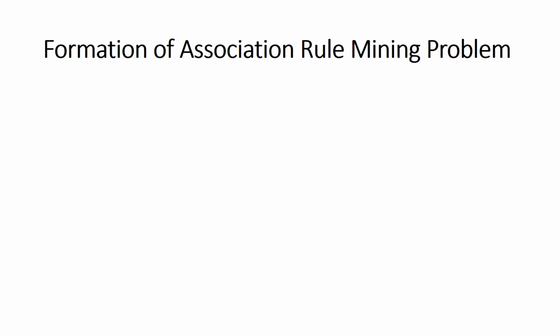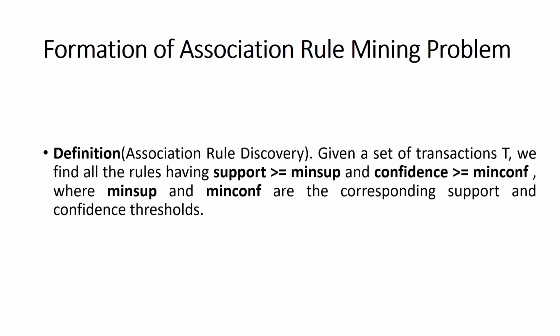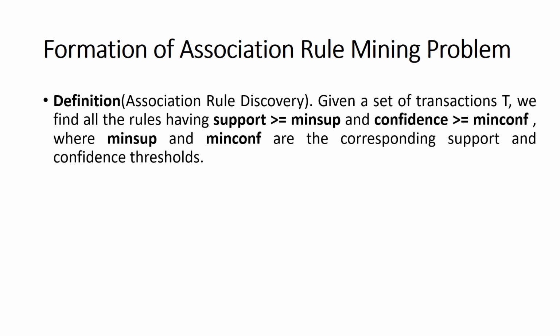We now move on to the formulation of the association rule mining problem. We first define association rule discovery. Given a set of transactions T, we find all the rules having support greater than or equal to minimum support and confidence greater than or equal to minimum confidence, where minimum support and minimum confidence are the corresponding support and confidence thresholds. We therefore understand that the problem of association rule discovery is divided into two parts.